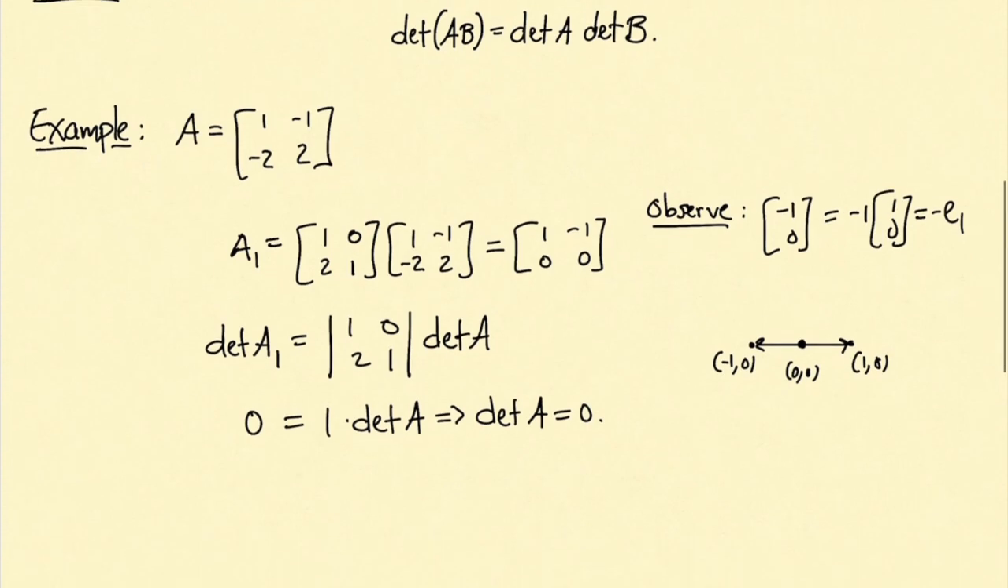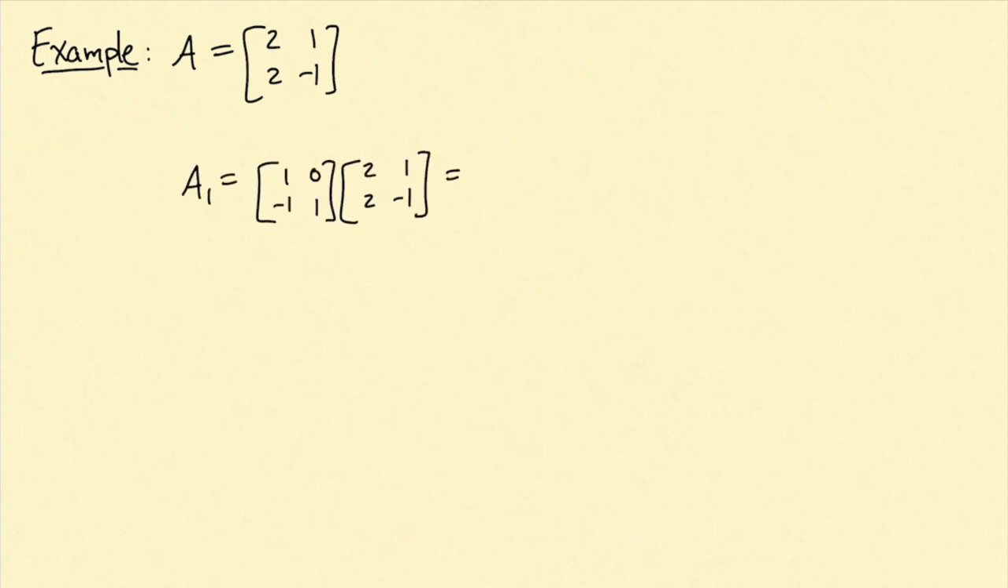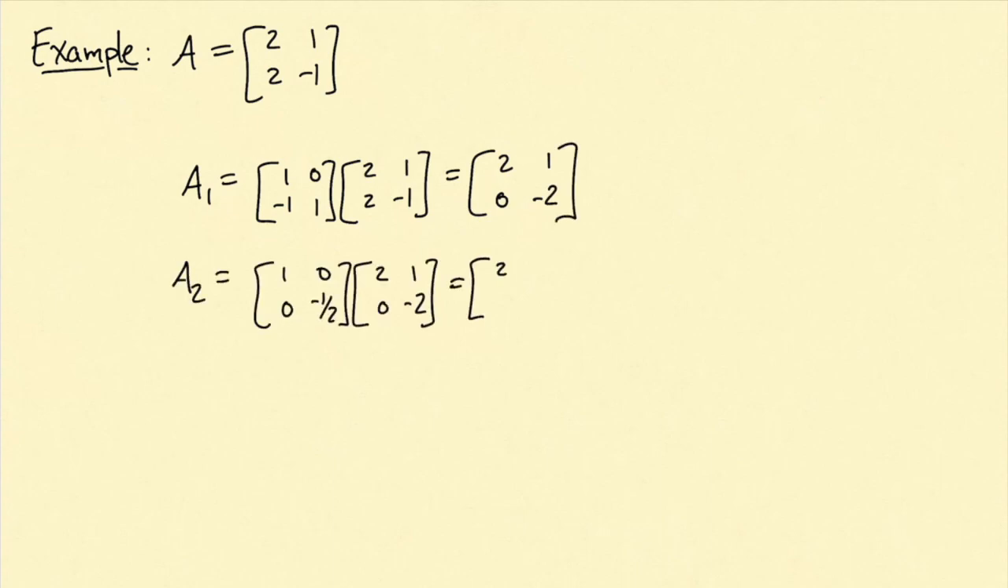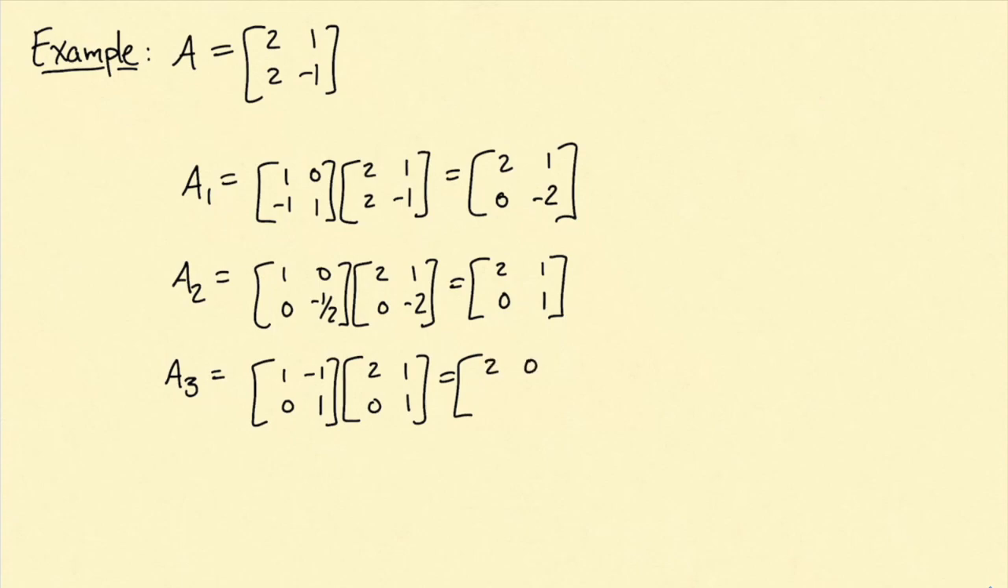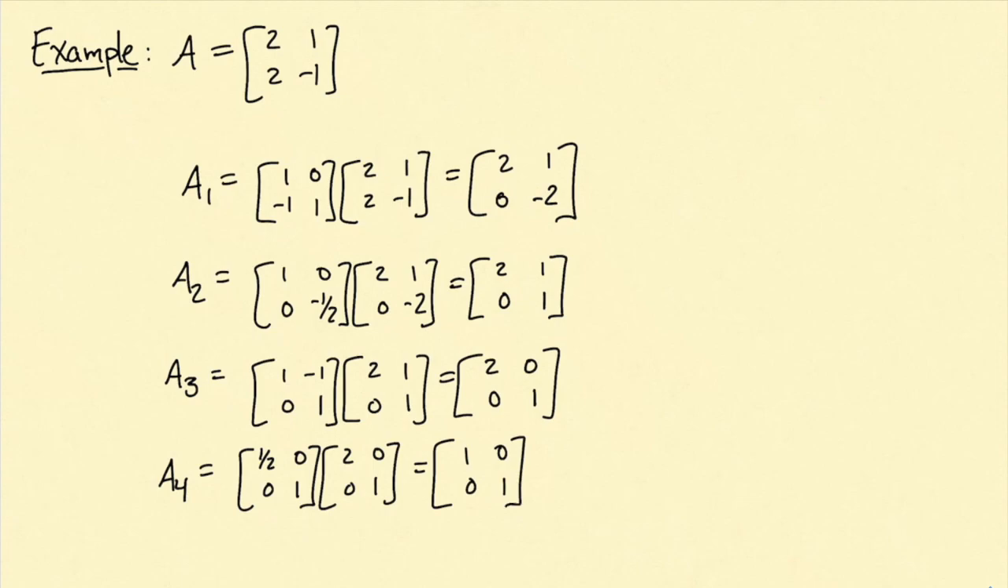For a slightly more complicated example, let's take the matrix A with columns 2, 2, and 1, -1. We can, of course, row reduce this matrix. We'll first take row 2 and subtract row 1 from it. Next, we'll scale the second row by -1/2. Our third operation is to subtract the second row from the first row. And finally, for our fourth operation, we will scale the first row by 1/2.